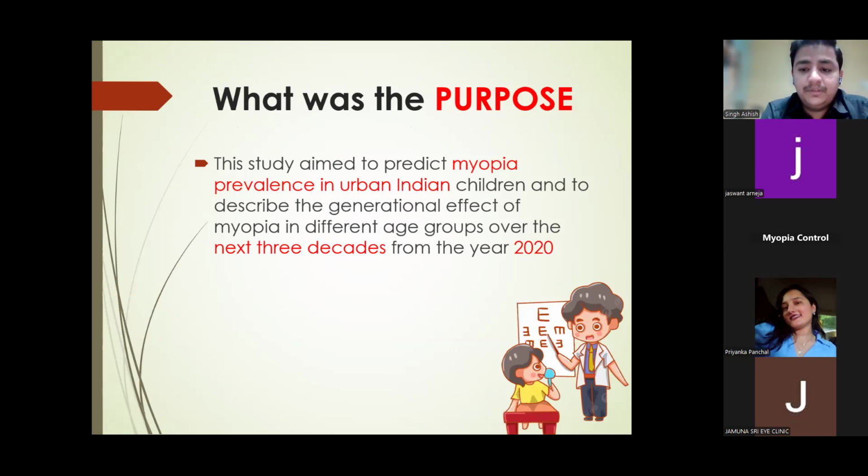So what was the purpose of this study, or this PRISMA? Myopia is becoming increasingly common, especially among children, and its prevalence is increasing day by day. The study aimed to predict myopia prevalence in urban Indian children, and specifically to describe the generational effect of myopia in different age groups over the next 3 decades from the year 2020. We are talking about till 2050.